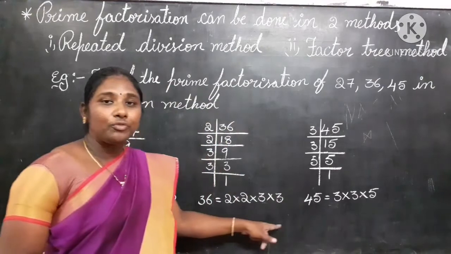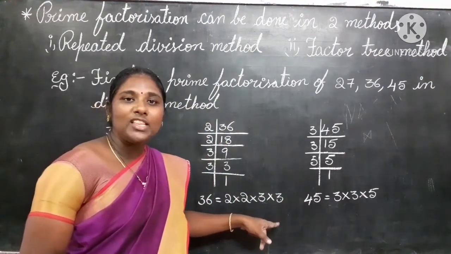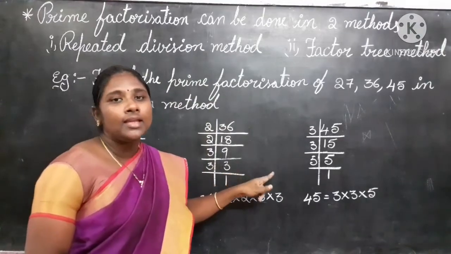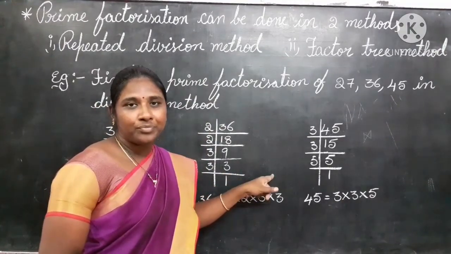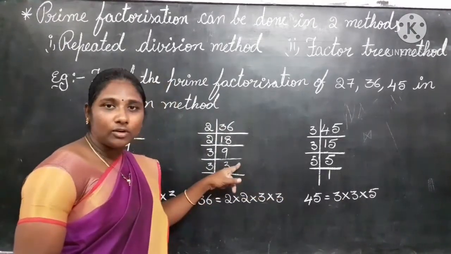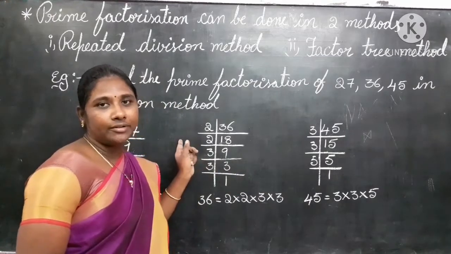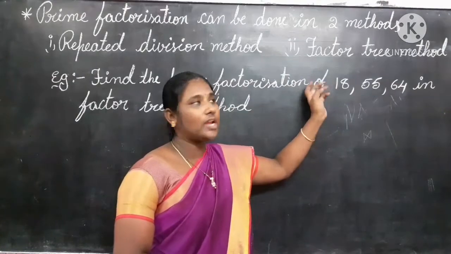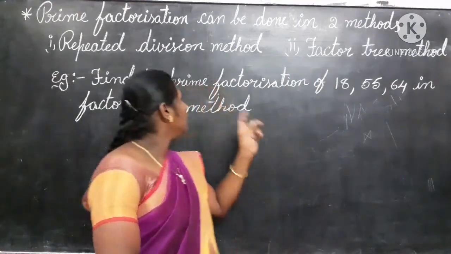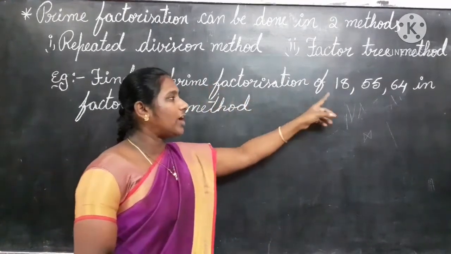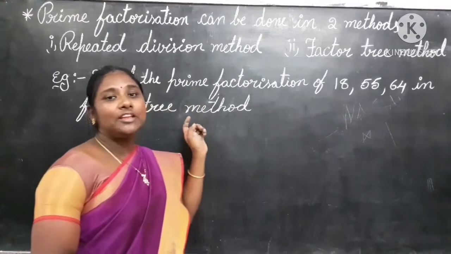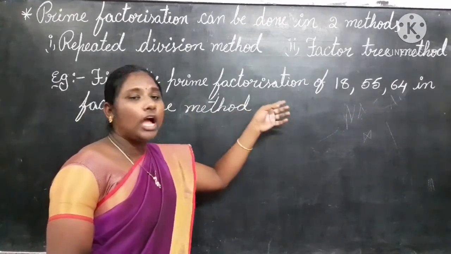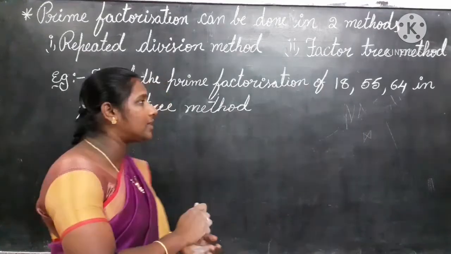We use what method to find the prime factorization? We use division method to find the prime factorization. This is the division method of prime factorization. Next one, to find the prime factorization in factor tree method. Find the prime factorization of 18, 55, 64 in factor tree method. We have to use factor tree method and we have to find the prime factorization for this number.